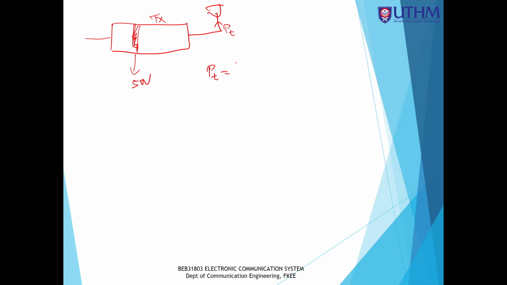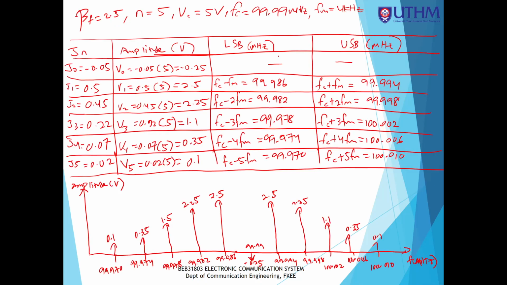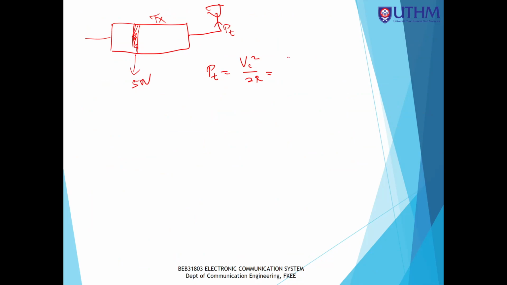P total is equal to Vc square divided by 2R. So how much is Vc? Vc is 5 volt. Okay, 5 volt square divided by 2 times R.